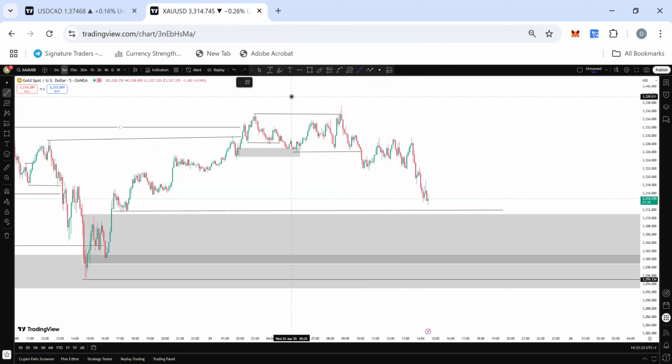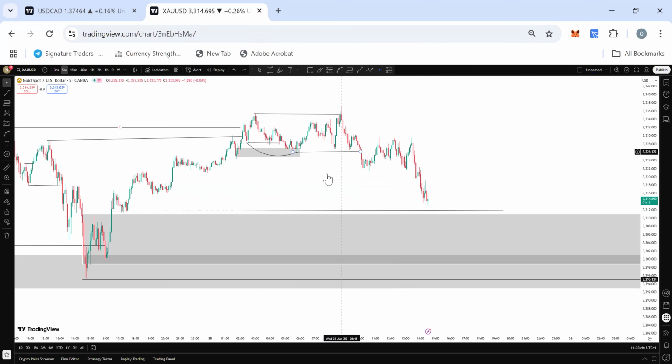Sorry, this is not a change of character because price swept this high. You're supposed to have a break of structure. So this inducement was transferred from here. We had a transfer of inducement, not a change of character. This inducement was transferred from here to here. So that's why I map this to be an inducement.